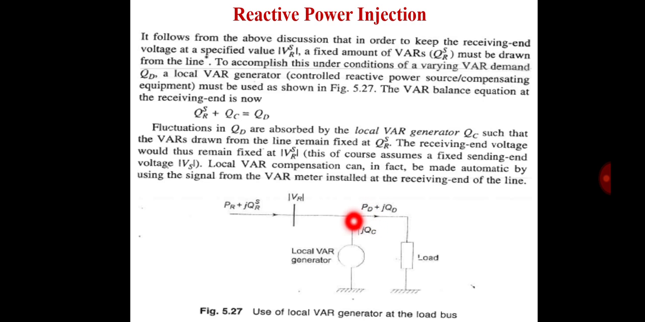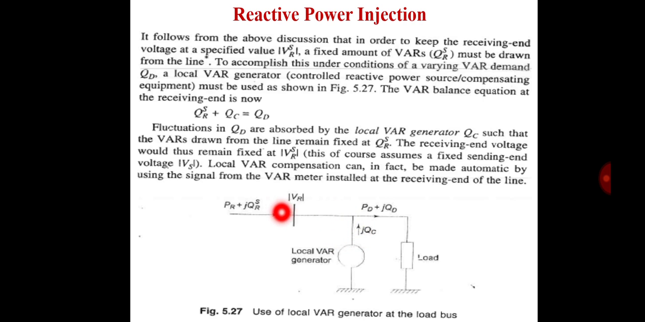Fluctuation in demand is absorbed by this. So the specified reactive power is fixed. The receiving end voltage would thus remain fixed at the specified receiving end voltage. This of course assumes a fixed sending end voltage Vs. Now local compensation can in fact be made automatic by using the signal from the VAR meter installed at the receiving end of the line.